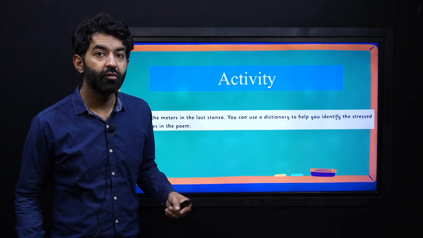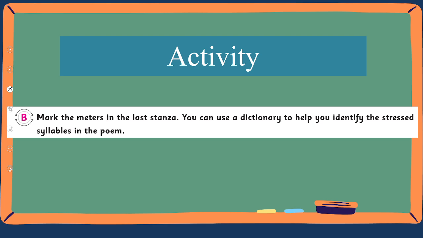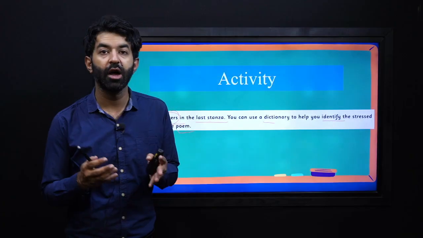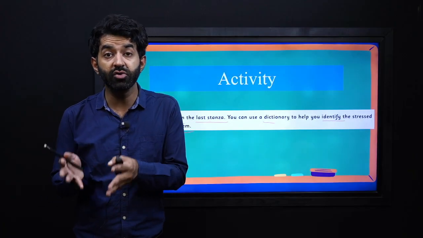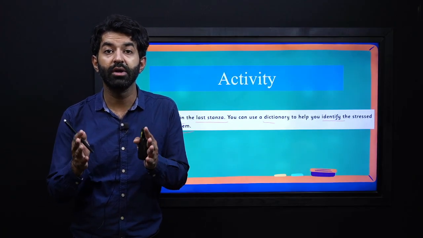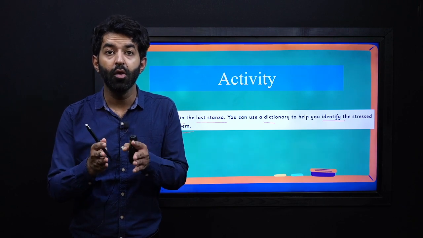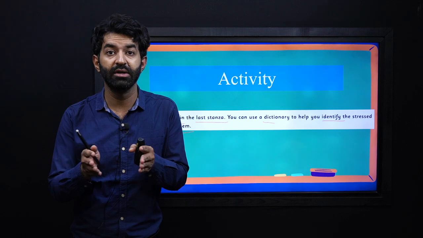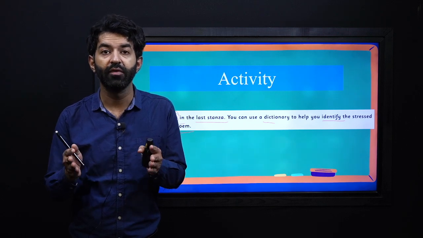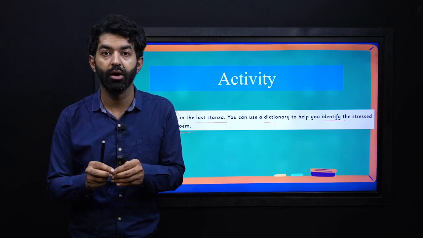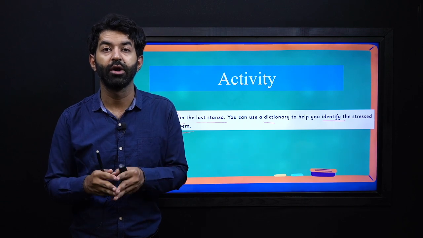Now, students, for your activity, you are going to mark the meters in the last stanza of the poem that you have in your book. You can use a dictionary to help you identify the stressed and unstressed syllables in the poem. You are going to consult the dictionary, see which syllable is stressed and which is not, and then mark the last stanza according to the meter.